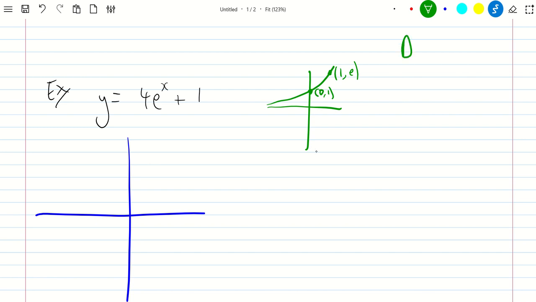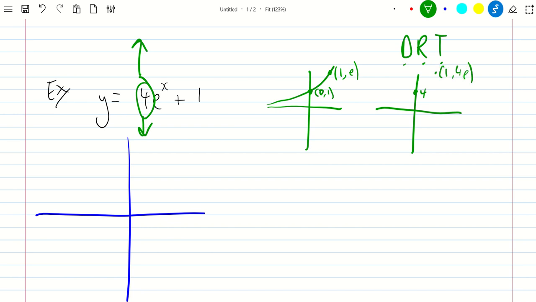So remember, when we have a look at these, do your dilations first, then your reflections, and then your translations last. So let's do that dilation here. That's a dilation moving up from the x-axis. It's getting stretched up and down by a factor of 4. So let's do that first. Instead of (0, 1), that's going to become (0, 4). And instead of (1, e), it's going to be (1, 4e). So it's getting stretched out by a factor of 4. That's what the dilation is doing.